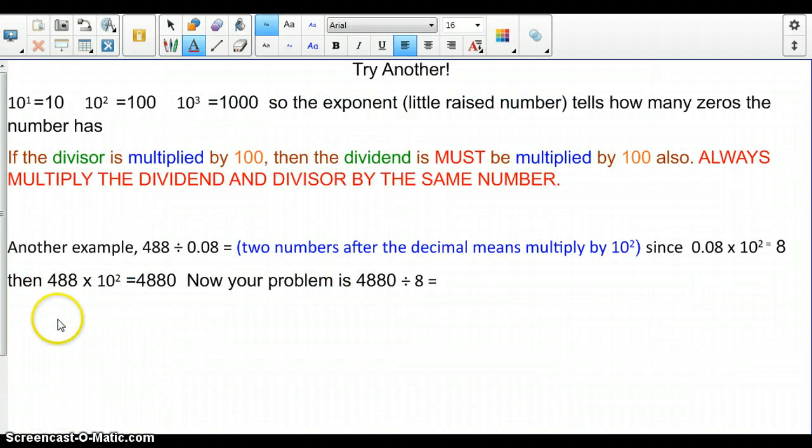Try another. Another example: 488 was my dividend, divided by my divisor, 8 hundredths. There are 2 digits behind the decimal. So I multiply by 10 to the second power, which means 100. Since 8 hundredths times 10 to the second power gives me 8, I take my dividend and multiply it by 10 to the second power too, because there were 2 digits behind the decimal. That's how I made that decision. Equals 4,880. Now, your problem is 4,880 divided by 8. So now you're working with whole numbers, which you know how to do.